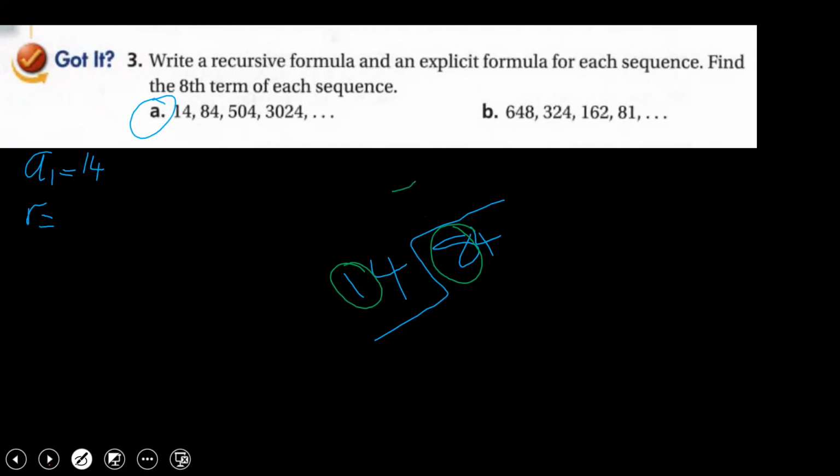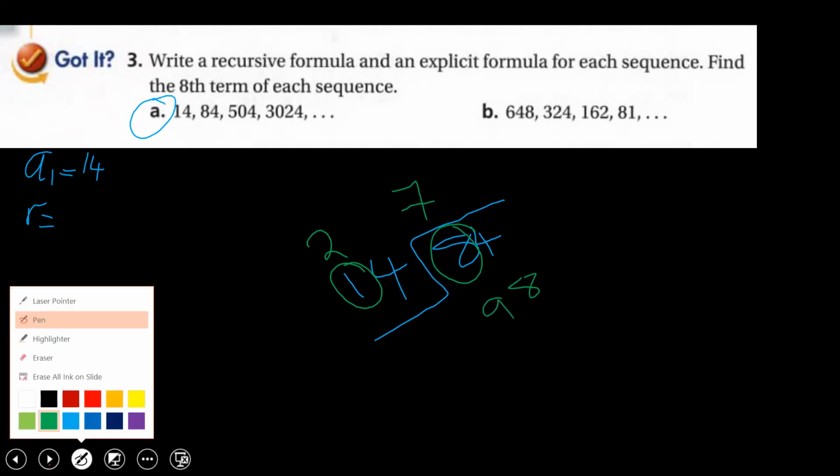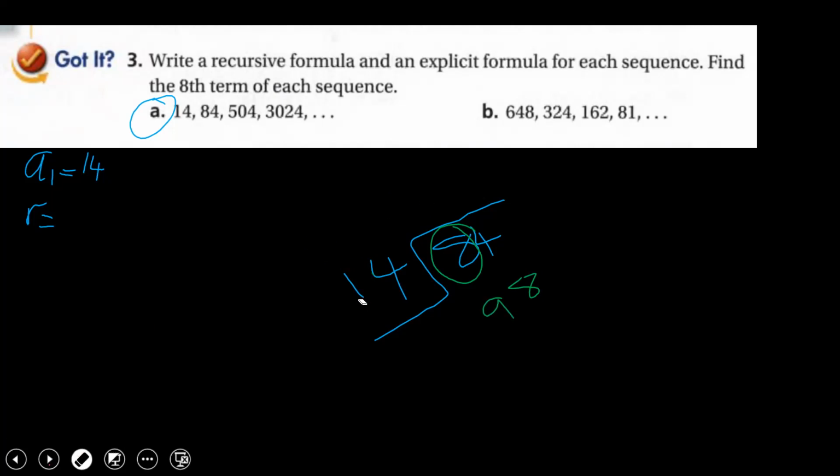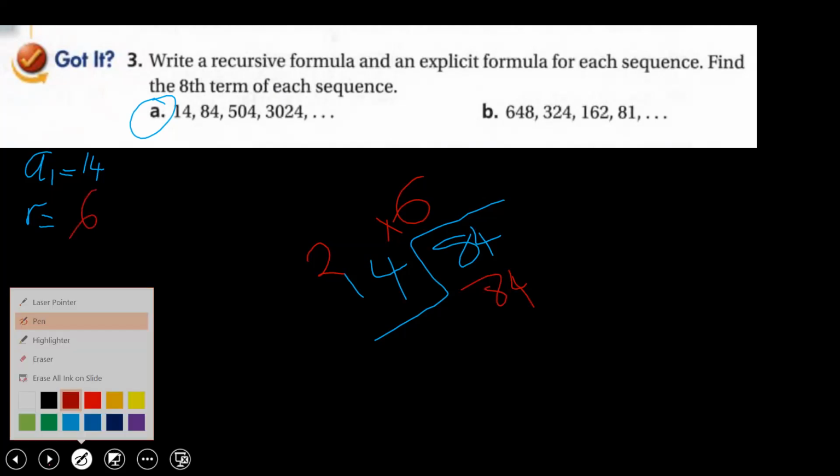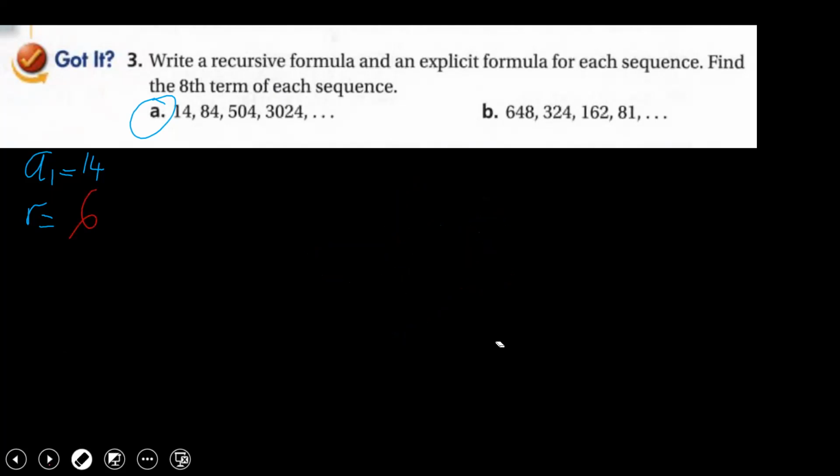Let's try 7. 7 times 4 is 28. 7 times 1 is 7, plus 2 is 9. So it's not working. Let's take a number which is less than 7. Take now 6. 6 times 4 is 24. 6 times 1 is 6, plus 2 is 8, so the answer is 6. So this is R now.